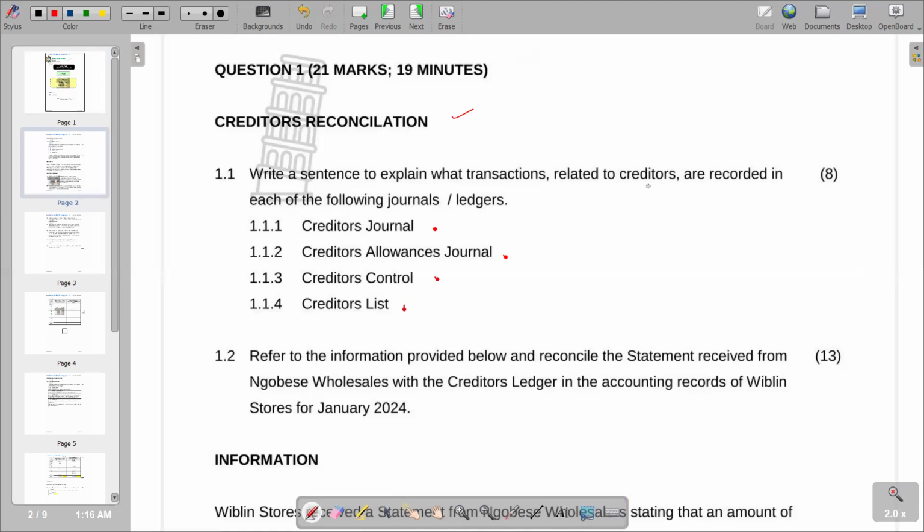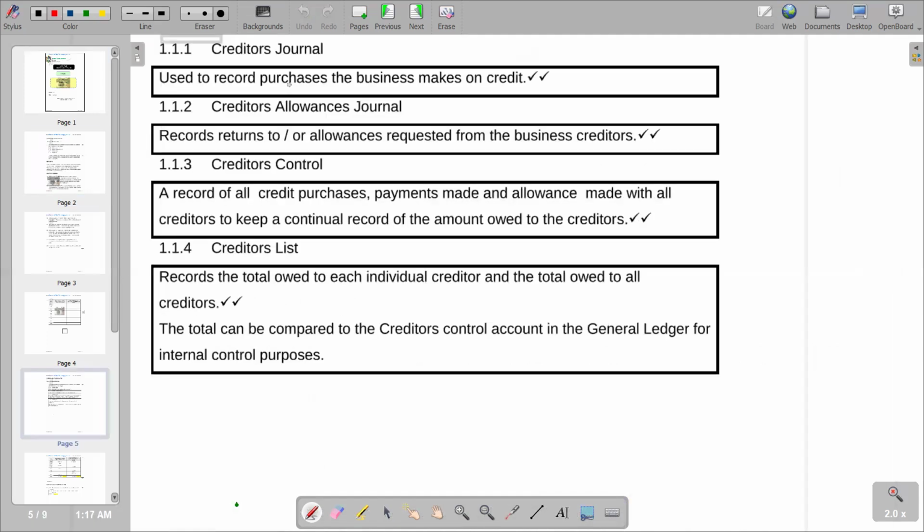Remember, creditors are businesses or individuals that we owe money to as a business. We bought goods on credit from these individuals or businesses, and now we owe them, so they are our creditors. For the creditors journal, the explanation is that it is used to record purchases the business makes on credit. All purchases that we make on credit are recorded in the creditors journal.